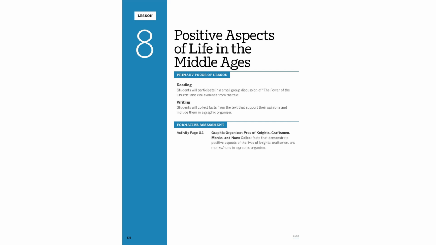The Middle Ages offered unique positive aspects. Knights upheld chivalry, providing protection and justice. Craftsmen thrived in guilds, fostering innovation and community. Monks and nuns dedicated their lives to education and healthcare, preserving knowledge. These roles contributed significantly to societal stability and cultural development, as evidenced by historical texts and graphic organizers.